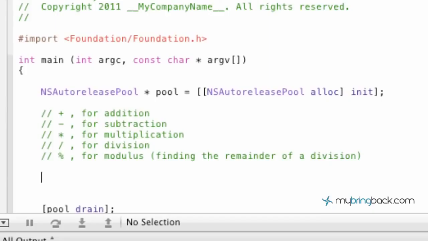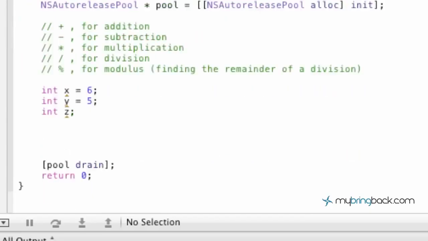So let's just jump into an example and run through all of the standard operators so you guys can see exactly how it works. The first thing that we're going to do is establish a few variables for ourselves just to point out the facts. So we're going to put a few integers in there: integer x equals 6, integer y equals 5, and then integer z, which will be where we store some of our equations coming up. Give ourselves a little bit of room.